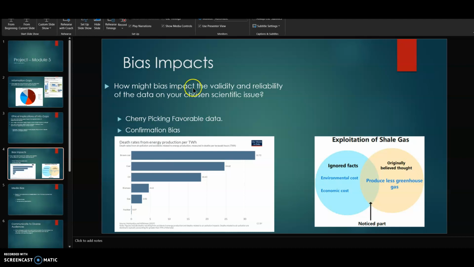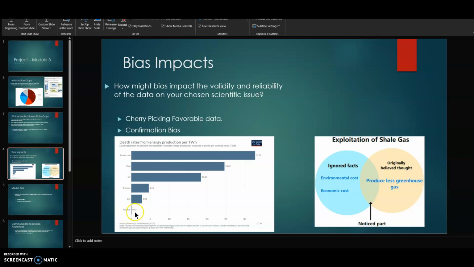In this particular graphic, this is talking about death rates from energy production. What you can see is that coal and oil produce a lot of death from air pollution and accidents, whereas nuclear doesn't produce a lot. However, because there was such a large media presence around nuclear accidents like Chernobyl and Fukushima, a lot of people are very, very scared of nuclear energy and having a nuclear power plant near them.